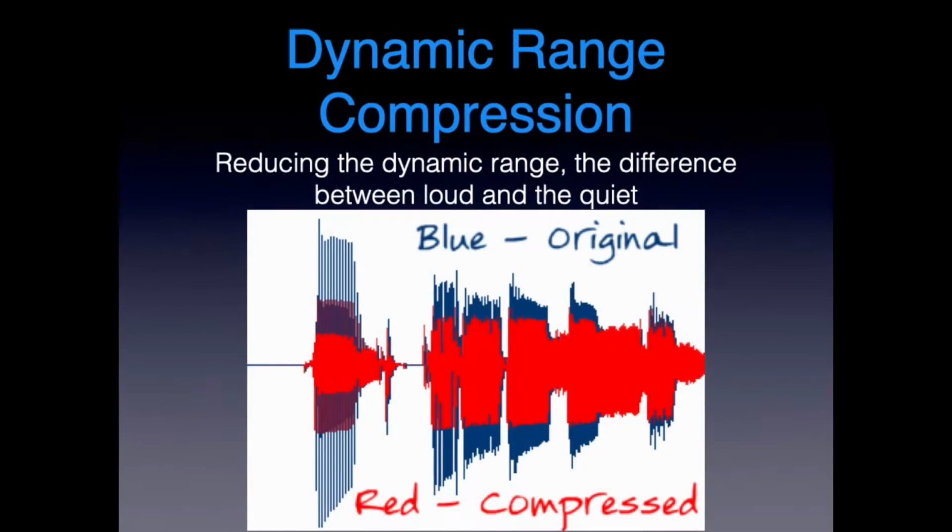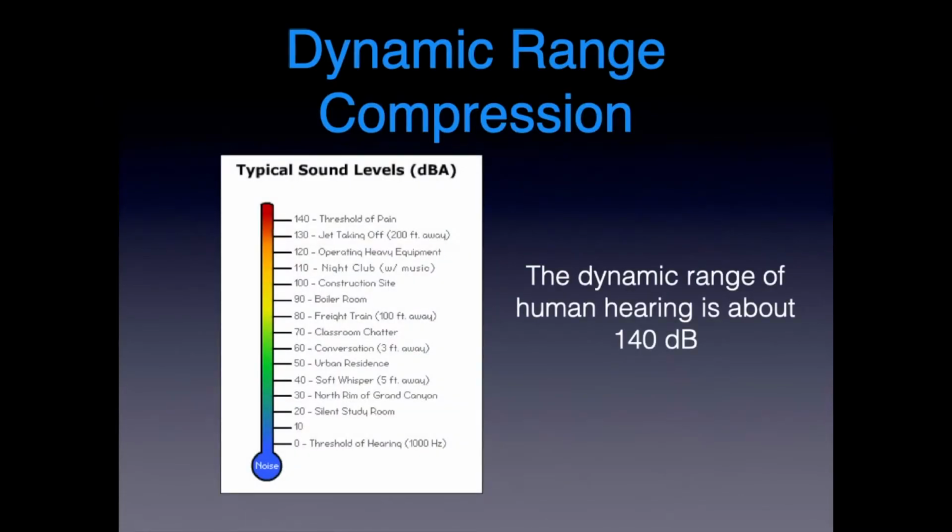To compress the dynamic range, we simply take the loudest parts of a recording and we make them quieter. We reduce those loudest points so they're not quite so loud. Why would we want to do this? Let's think a little bit about what this means. Starting out, the dynamic range of human hearing, the range from the quietest sound we can hear to the loudest sound we can hear, is about 130 or 140 decibels. This means in an ideal environment, a concert hall, this is the range of dynamics we can hear through fluctuations in air pressure.